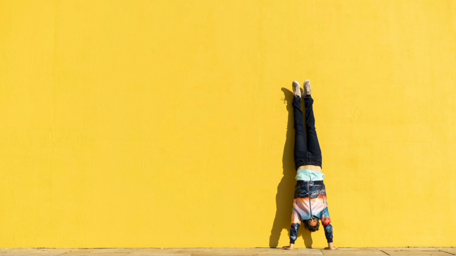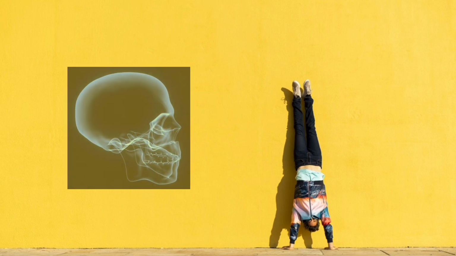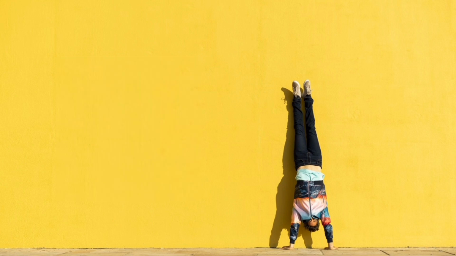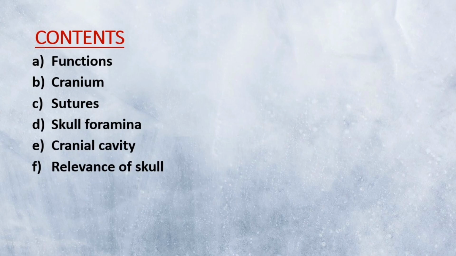Anatomy of the skull. Did you know that your skull is a great conductor of sound, which is why you hear your own voice differently when it's transmitted through your skull compared to external sounds? That was just a by the way. In skull anatomy we shall look at the following subtopics: functions of the skull, the cranium and its difference with the skull, the sutures of the skull, foramina, the cranial cavity and relevance of the skull.